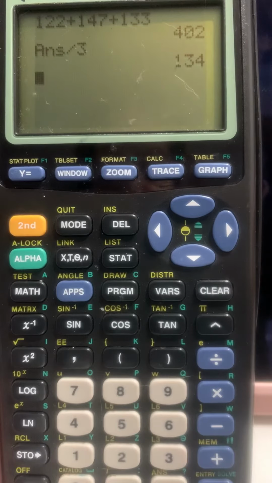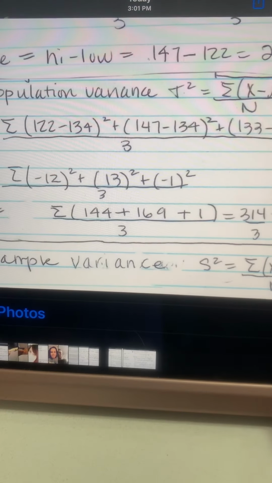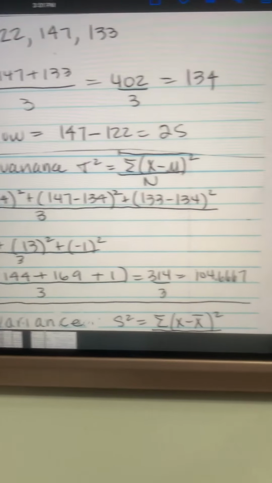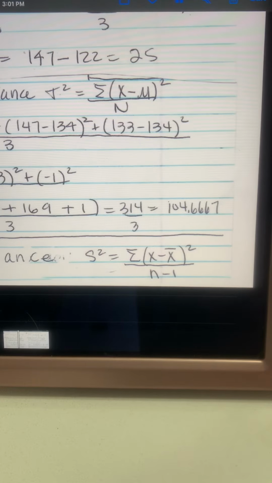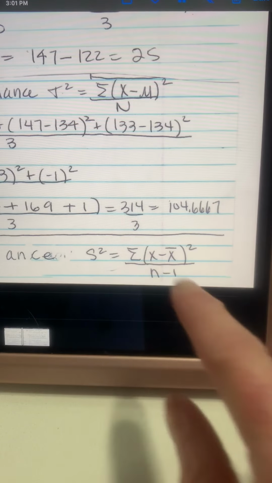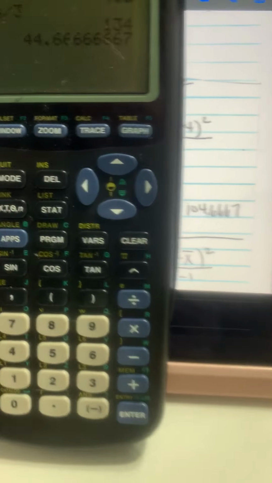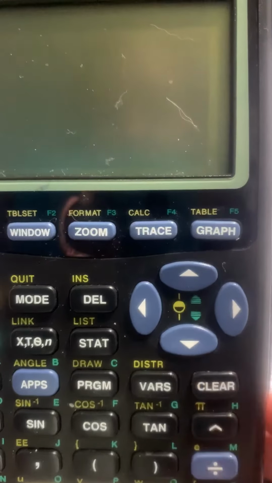Now, I apologize, I forgot what we were finding the square root of. Okay, so let's go back. We're going to find the square root of the 104.6667. Okay, so we need to find the square root of that. So the next to last step was the 314. So let me come back. I must have hit a button.